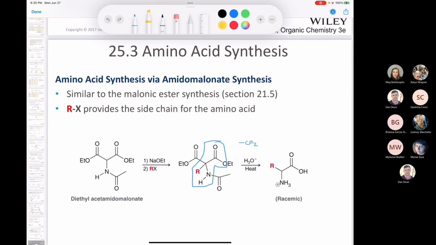I would say this is very ingenious that somebody was able to think this through. If I put an acetylated nitrogen here, I can still deprotonate, I can still alkylate, and then I can hydrolyze all three, or sorry, the two esters and the one amide group, and I'll end up with an alpha amino acid. Very, very cool synthesis, the amidomalonate synthesis. So we've got the HVZ, we've got the amidomalonate.